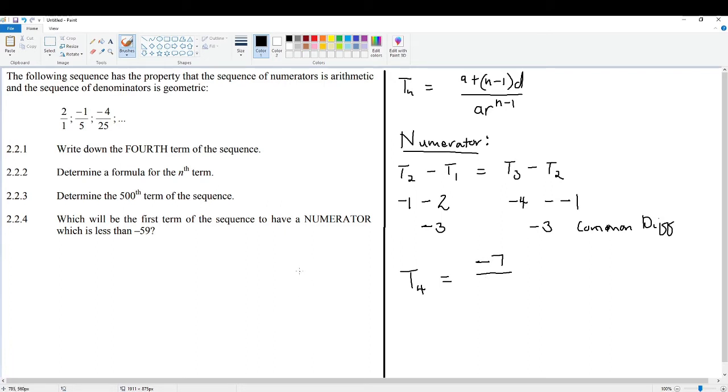For the denominator, to find the common ratio, we divide T2 by T1, which should also be the same as T3 divided by T2. We test this. T2 is 5, T1 is 1, T3 is 25, T2 is 5. If you divide this, you see that it's equal to 5. So our common ratio is 5. So to get the denominator for the fourth term, we multiply 25 by 5, which gives us 125.